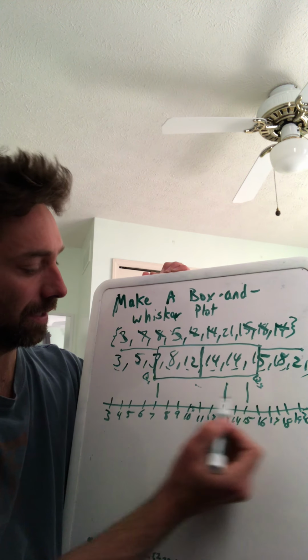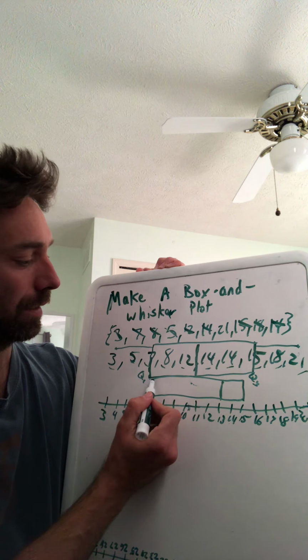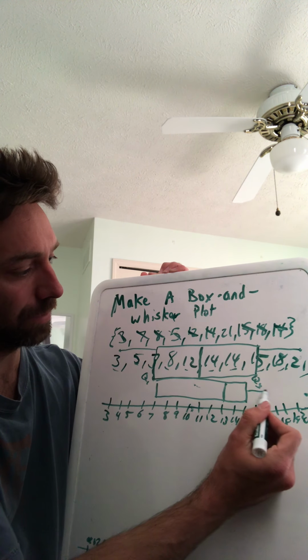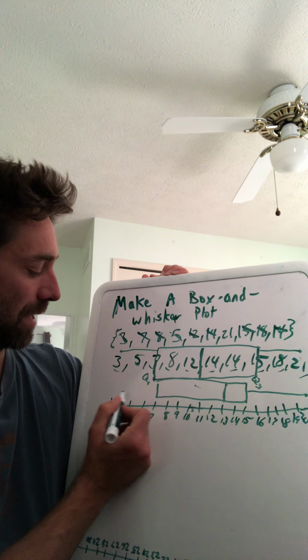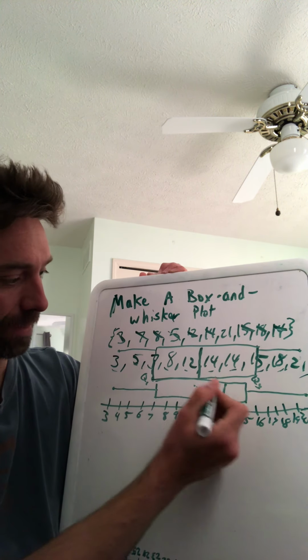All right, I got quartile 1 and quartile 3, and I'm going to connect those to make the box. And I got to put a whisker on that goes from the edge of the box all the way to 21. And I got to go from the edge of the box all the way down here to 3. All right, so I have my median. I can look at that.